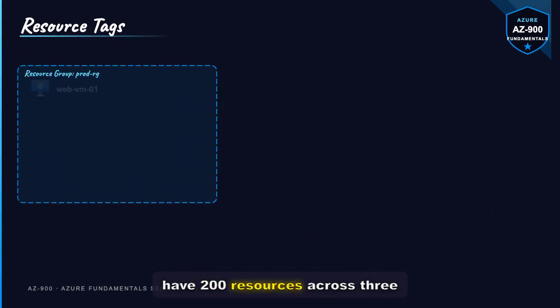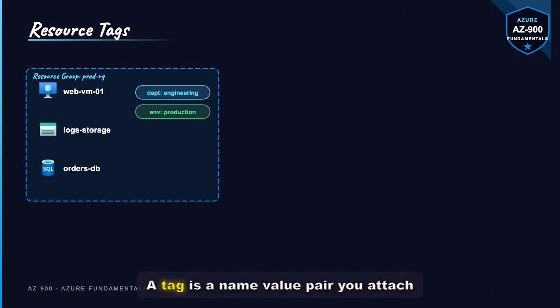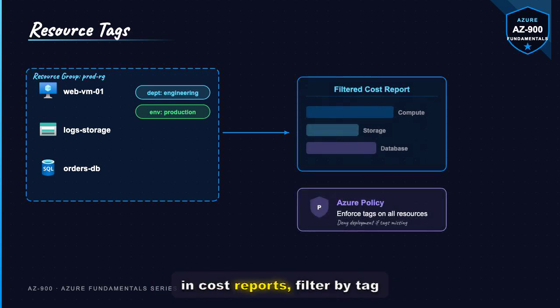You have 200 resources across 3 teams. Your bill is one big number. Resource tags solve this. A tag is a name-value pair you attach to any resource, like department engineering or environment production. Tags show up in cost reports. Filter by tag to see exactly how much each project costs. Enforce required tags with Azure policy so nothing gets deployed without a cost center.